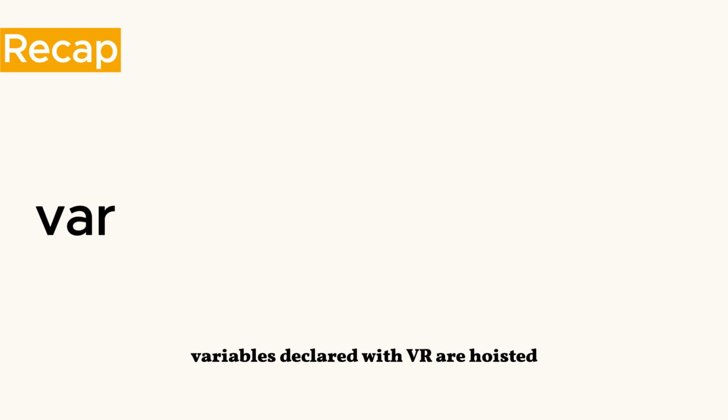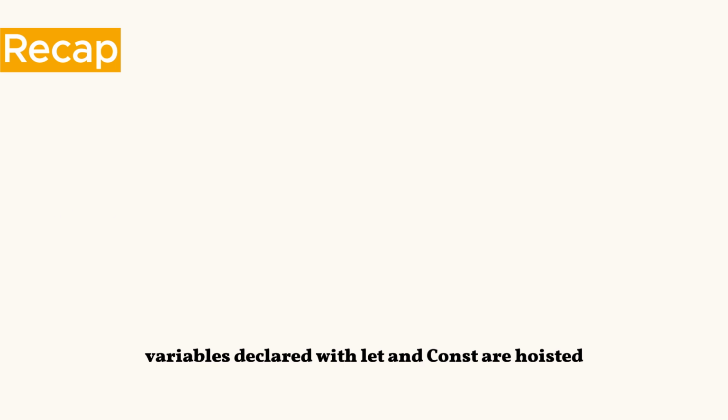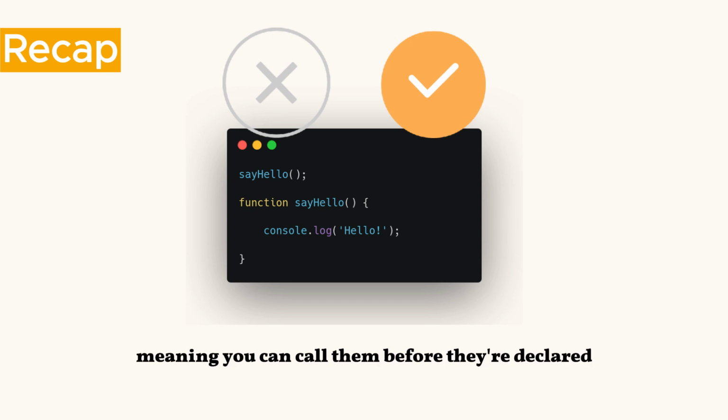All right, let's recap. Here are the main things you need to know about hoisting. Variables declared with var are hoisted, but are undefined until assigned. Variables declared with let and const are hoisted, but are inaccessible until their actual declaration line due to the temporal dead zone. Function declarations are fully hoisted, meaning you can call them before they're declared, but function expressions are not.